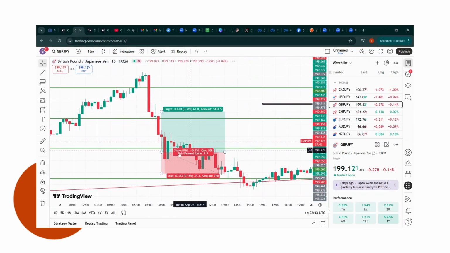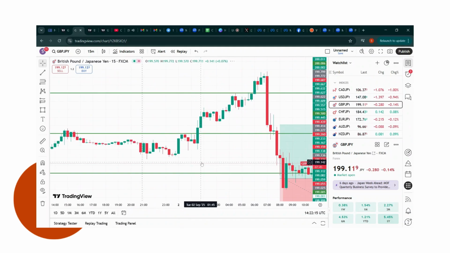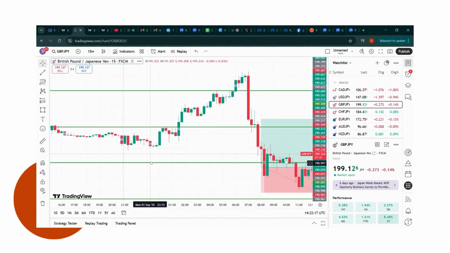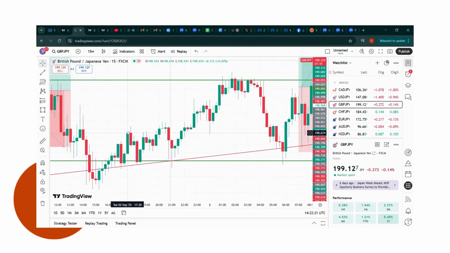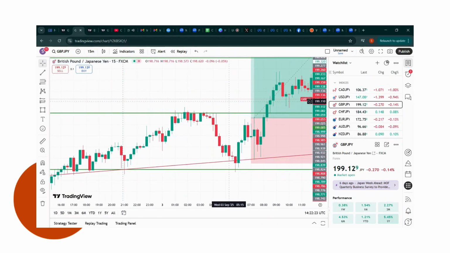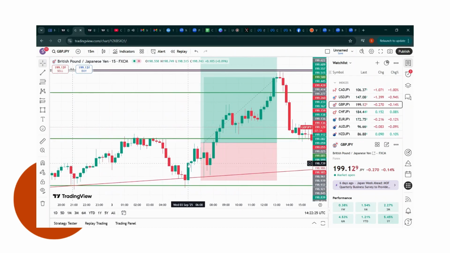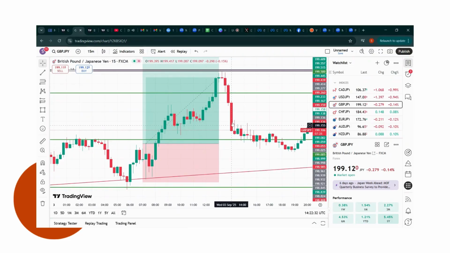Okay, this was the first buy we took. This was the first buy that took us out. Then we entered it again. We entered it here. After confirmation, I entered here. Then I actually opted out here. Let me show you. I opted out here.